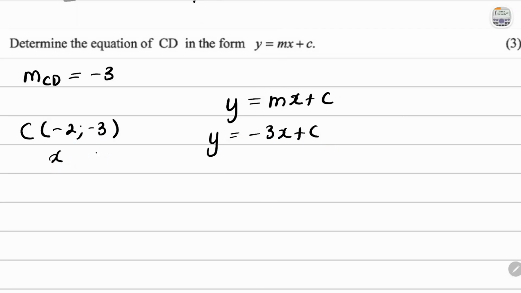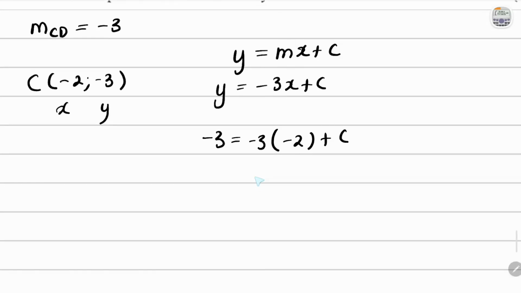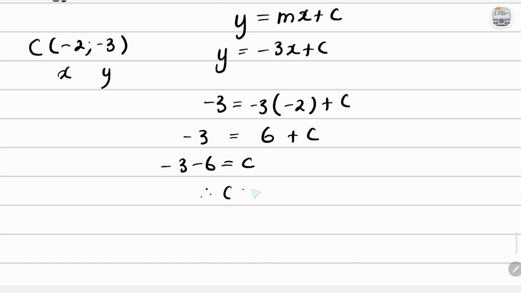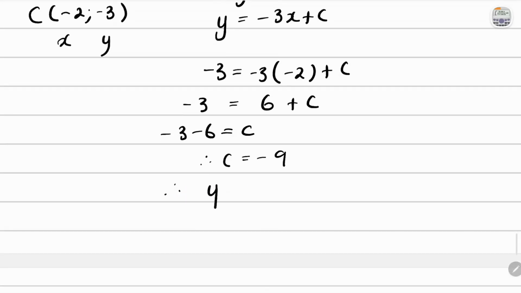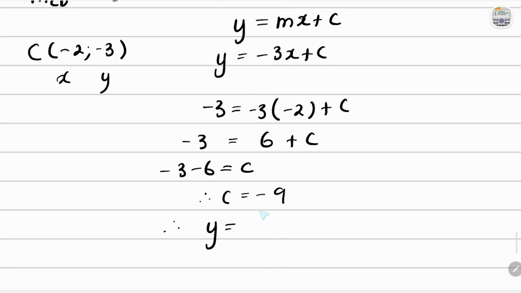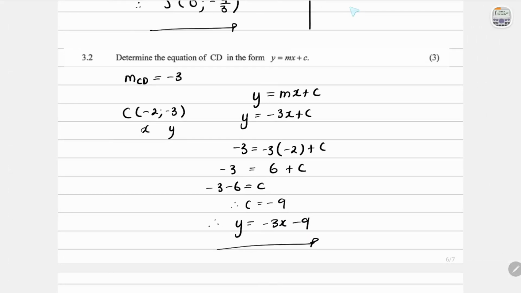Substitute your x and your y value into those coordinates. So that's negative 3 is equal to negative 3 times negative 2 plus c. Those give you positive 6 plus c. And this is negative 3. Take the 6 over, so negative 3 minus 6 is equal to c. Therefore, c is equal to negative 9. And so the equation of this line is y is equal to negative 3x minus 9. Okay, moving on to the next question.